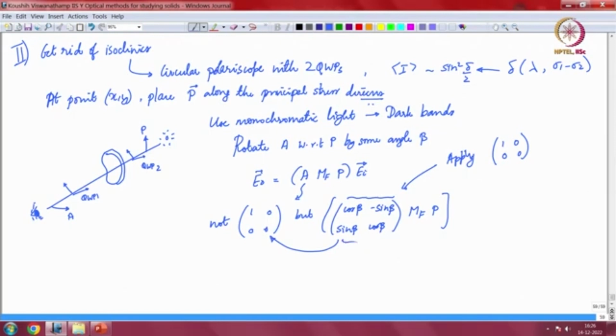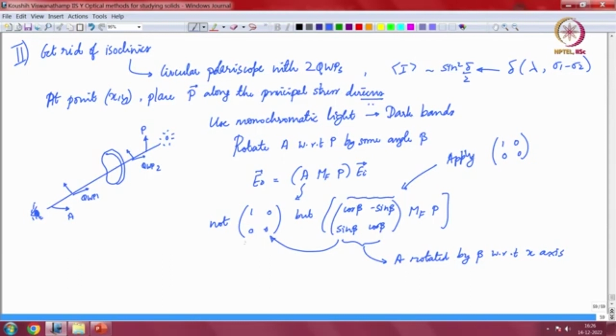And this matrix comes up again because the analyzer A is rotated by beta with respect to the x axis. Originally, the angle between A and the x axis is 0, so this matrix becomes the identity matrix, cos beta is 1, sin beta is 0, and you do not really see any effect. But now, because it is at an angle, you have to add another rotation matrix in between.